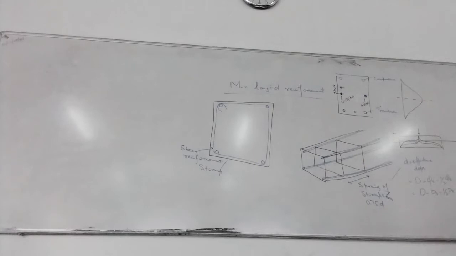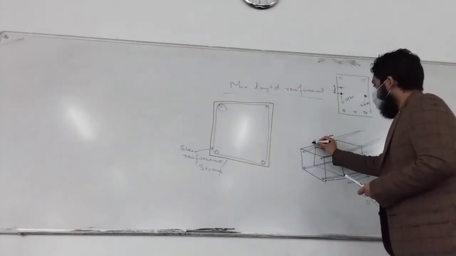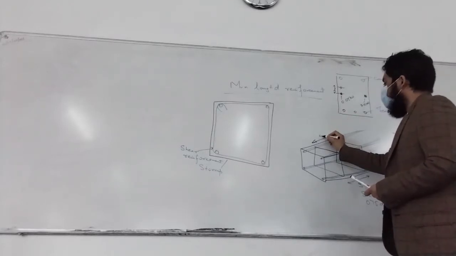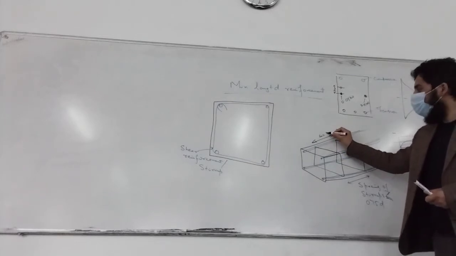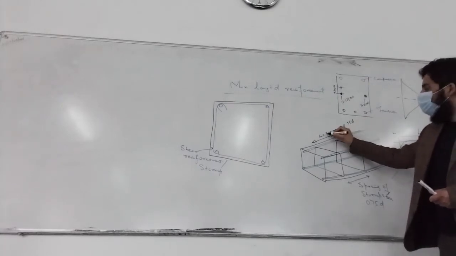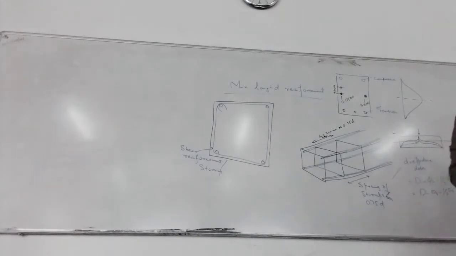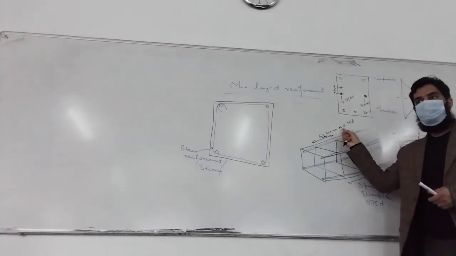Then, given on the next page, in no case shall the spacing exceed 300 mm. So there is another limit to this. This spacing S, the spacing between the stirrups, will be either equal to 300 mm or 0.75 d. The maximum spacing between two stirrups will be the minimum of these two.